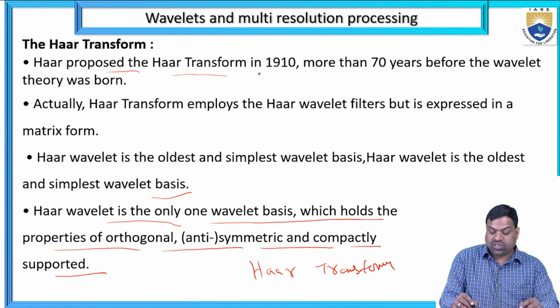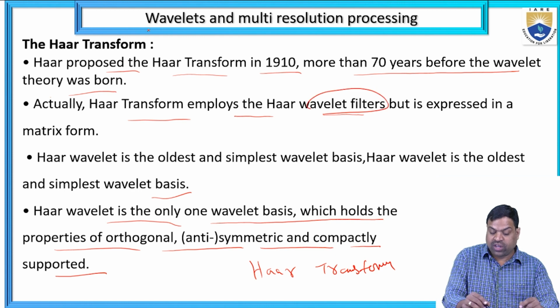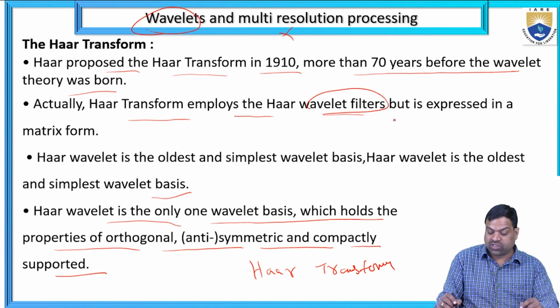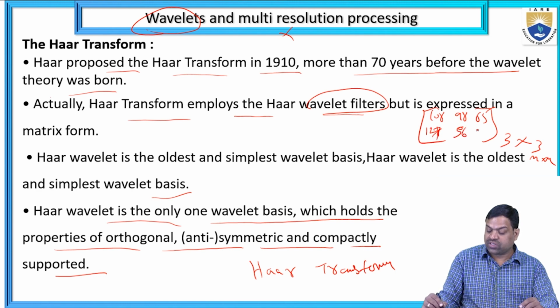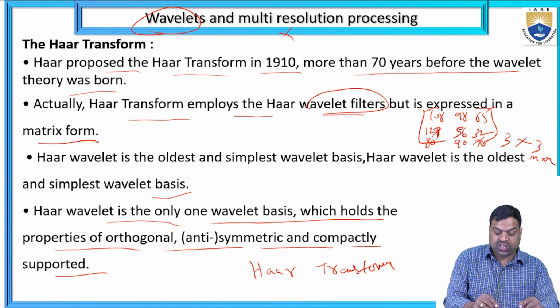It is proposed in 1910, more than 70 years before the wavelet theory was born. Haar transform implies the Haar wavelet filter. We are talking about the wavelet filter, not the multi-resolution, but it is expressed in a matrix form. Everything we are taking in a matrix form, 3 by 3 or n by n matrix. For example: 108, 98, 65, 128, 127, 56, 32, 80, 90, 76. I am taking a 3 by 3 matrix. So the Haar transform implies the wavelet, but it is expressed in a matrix form.